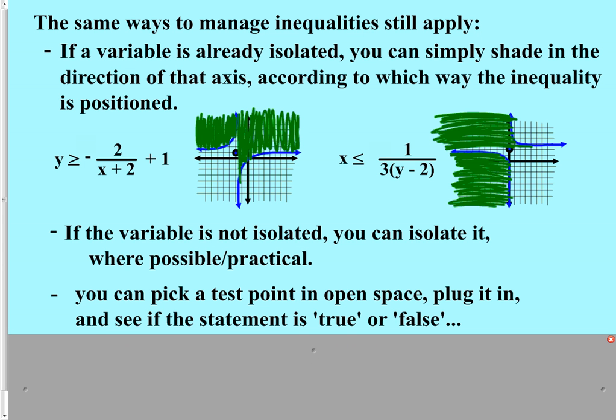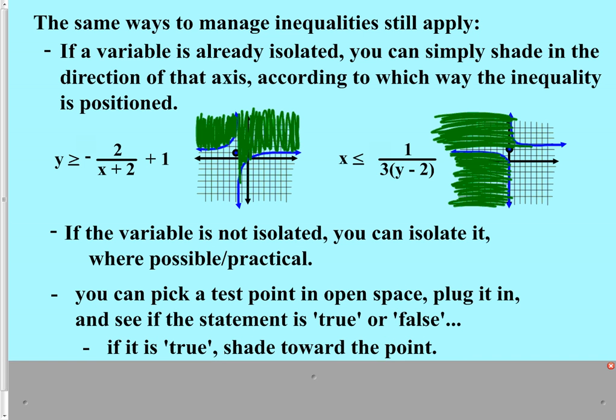And lastly, if all else fails, your last resort catch-all method would be to pick a test point in open space, plug it into your inequality, and see if your inequality likes it or not. The inequality will either give you a true statement or a false statement, if we select good points, and here is what we would be expecting.